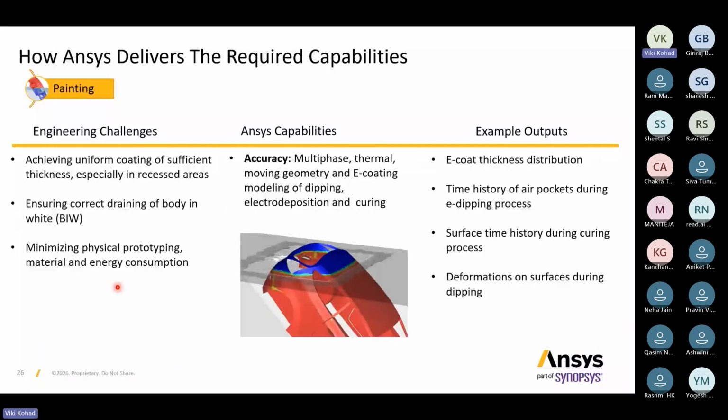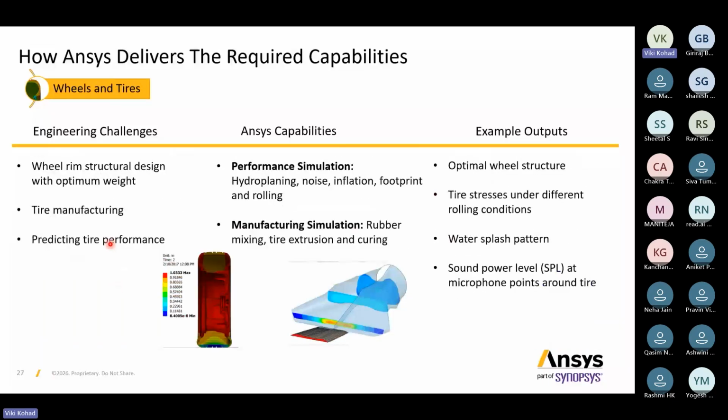Then the painting part is also there. Then the wheels and tires. You have to design the wheels and the tires in a particular way, depending upon the vehicle. For off-roading vehicles the tire geometry is different, and for highway vehicles it is different. It is based upon the environmental conditions and the road conditions. Based upon that, the tire is going to be designed.